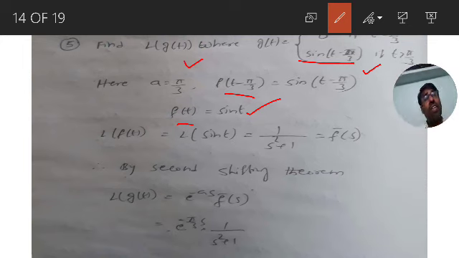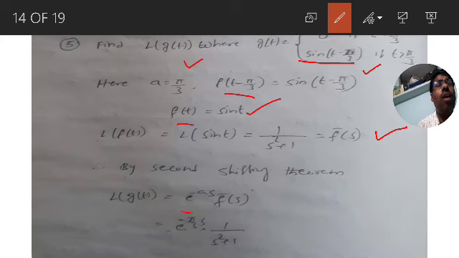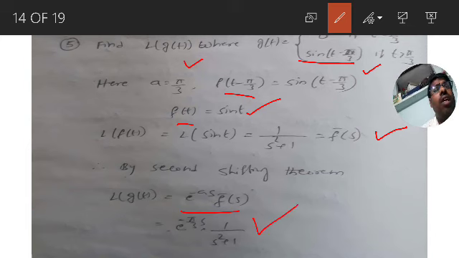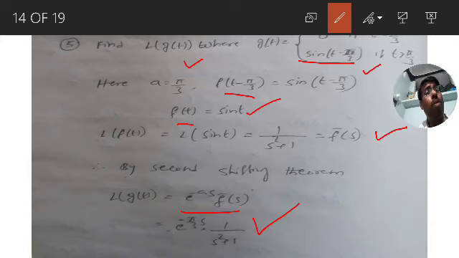L of f of t, that is L of sin t. What is the standard formula? L of sin a t is a by s square plus a square. So L of sin t is 1 by s square plus 1. This is f bar of s. In second shifting theorem, put a value and f bar of s value. So what will we get? L of g of t is equal to e power of minus pi by 3 into s into 1 by s square plus 1. So this is our fifth problem on second shifting theorem. Are you able to get it?